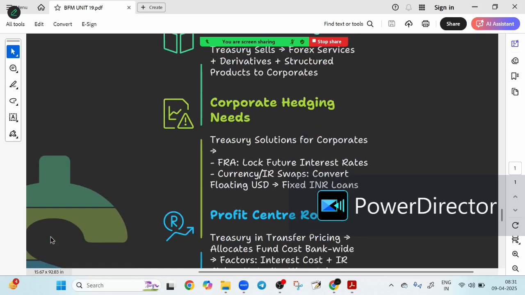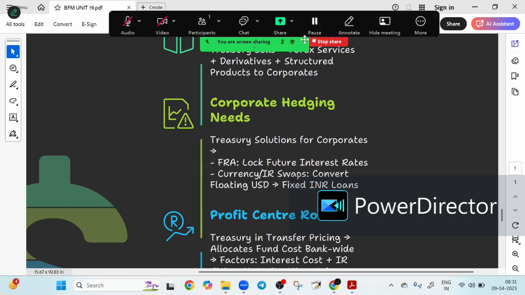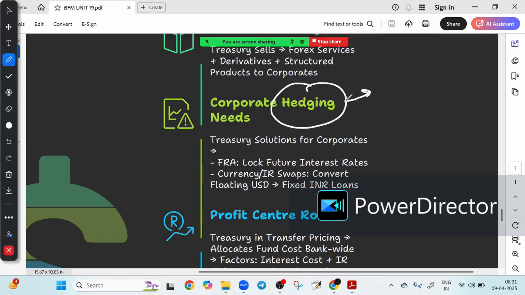Then we have corporate hedging needs. What does it mean? Treasury provides hedging solutions that protect corporates from market volatility. Yes, this hedging solution is provided by the treasury, and it protects corporates from market volatility.